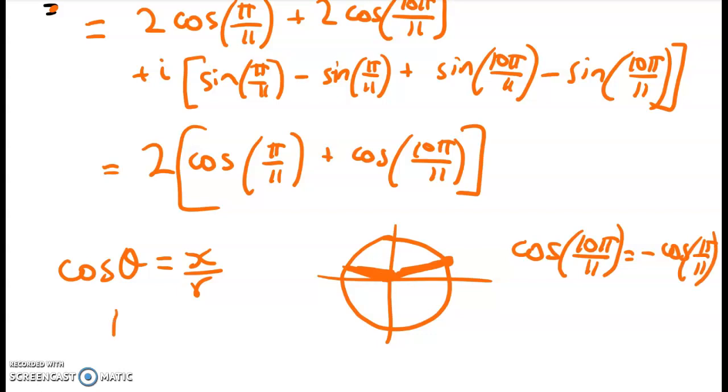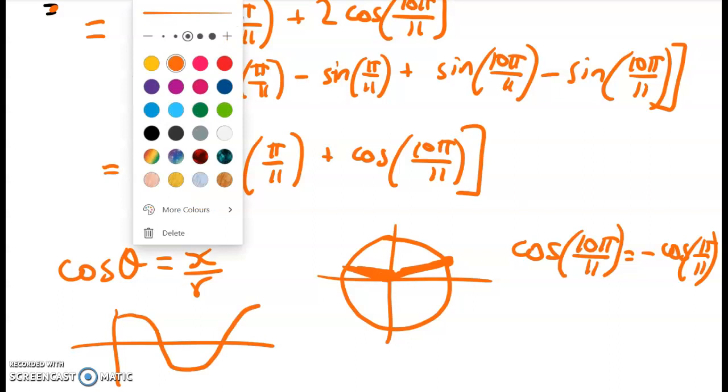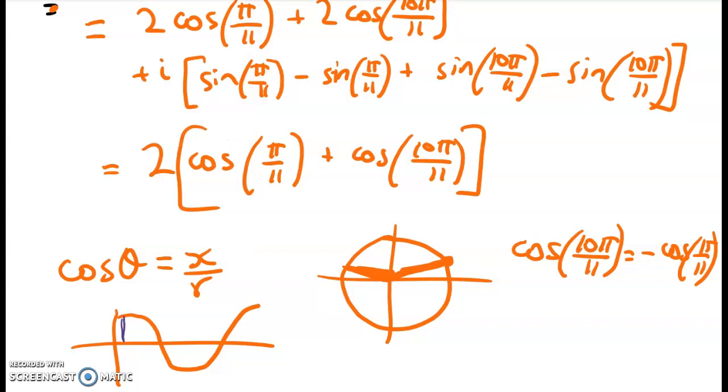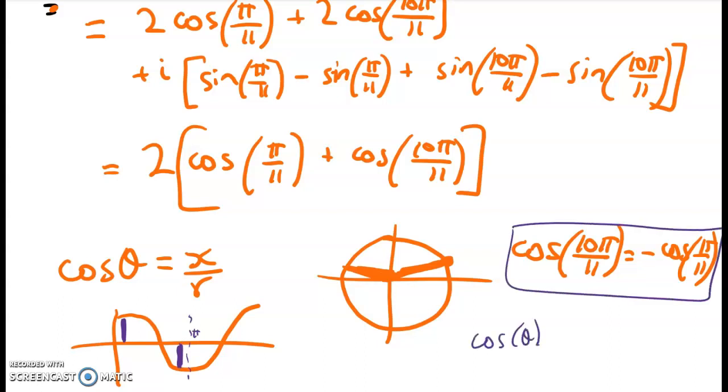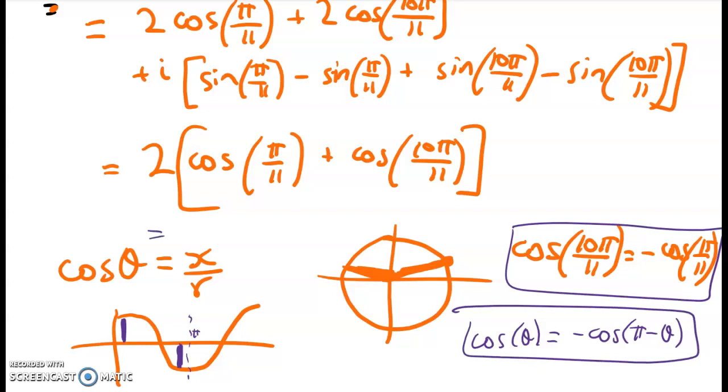The other way to see that is using my graph. Let's just get the pen a bit skinnier before one of you complains that it's too wide. Right, so here's pi on 11, and this point here is pi. So 10 pi on 11 is sitting back here, and so you can see again that these are negatives of each other. In other words, cos of theta is equal to negative cos of pi minus theta. And that's enough to give me that this is equal to 2 times 0 as required.